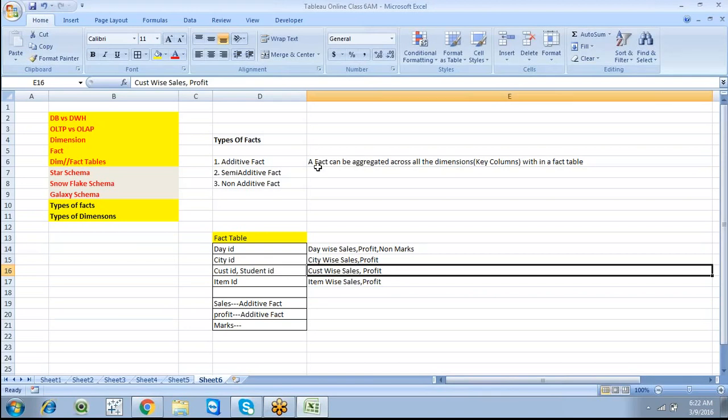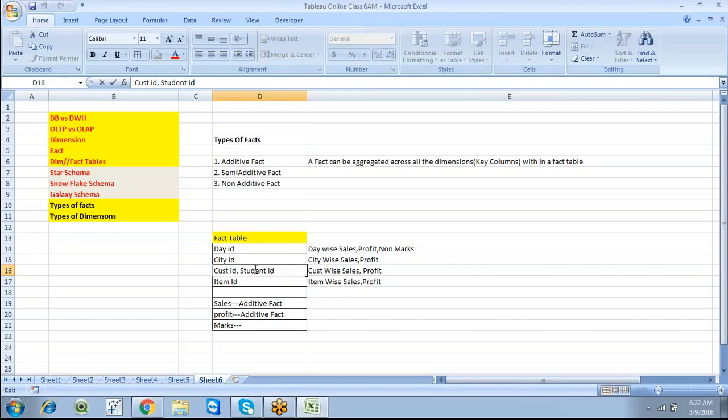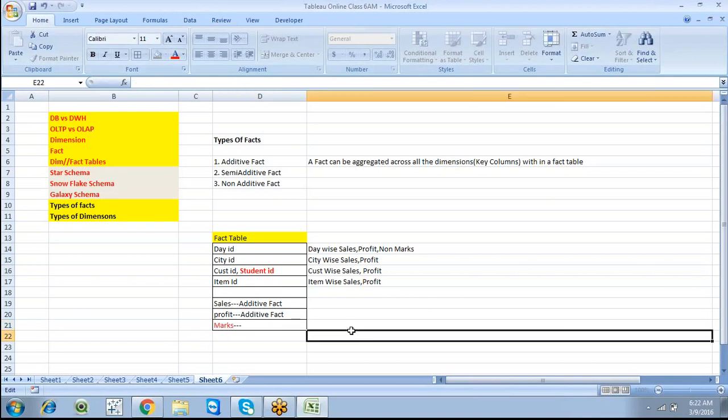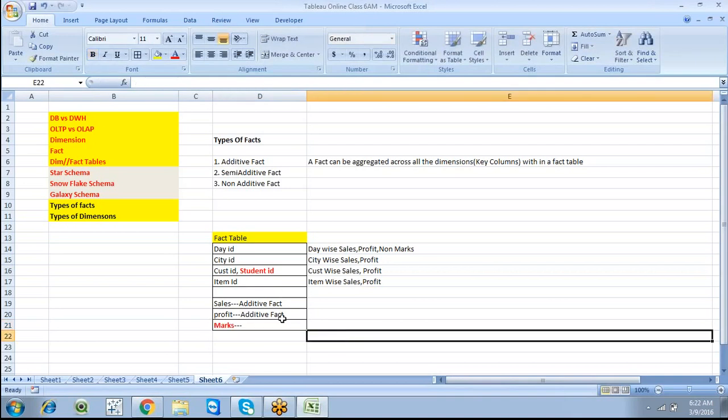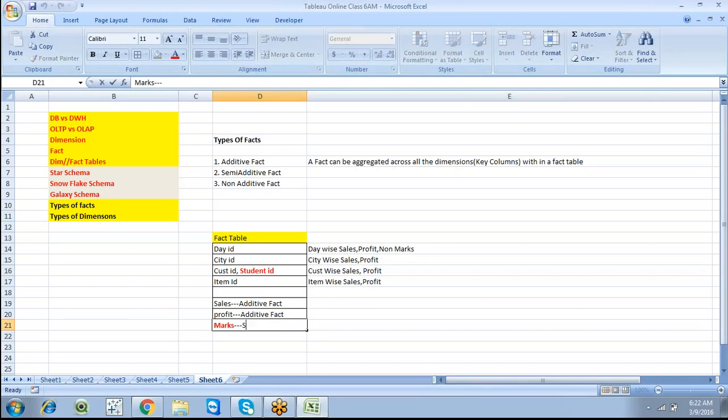But whenever a particular fact is going to aggregate across all the dimensions, it is called an additive fact. And whenever a particular fact is going to aggregate across only a few dimensions, one or more, like only fewer dimensions, not all dimensions, then this particular fact is called a semi additive fact.